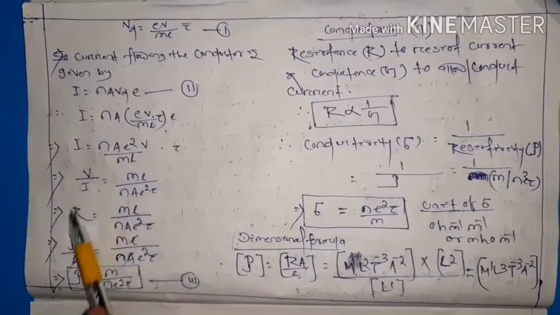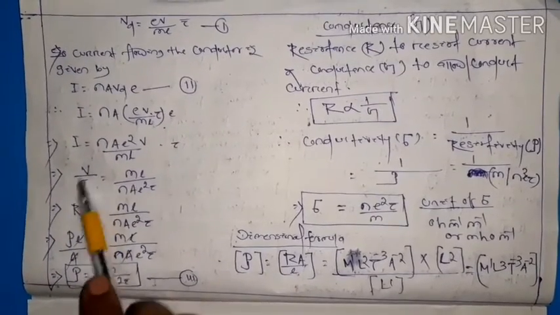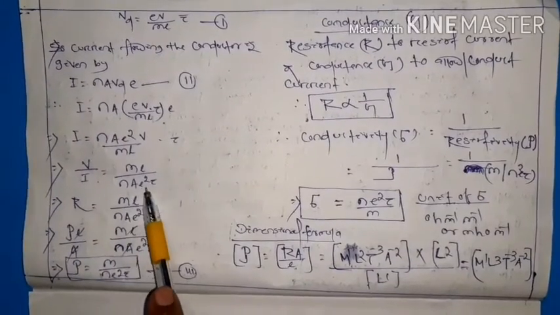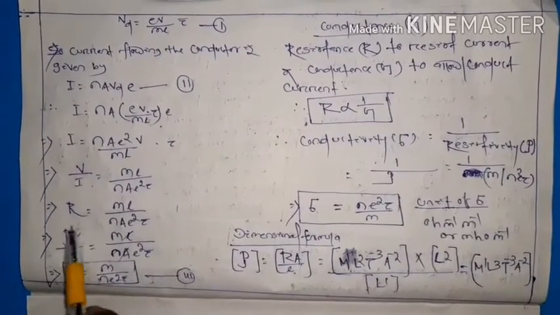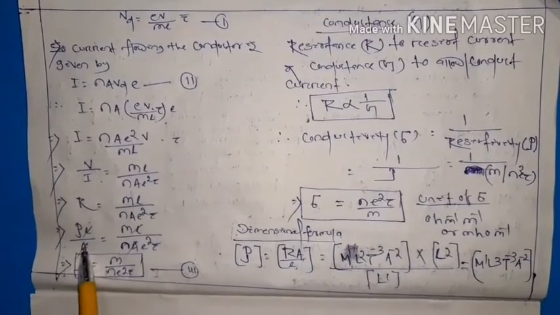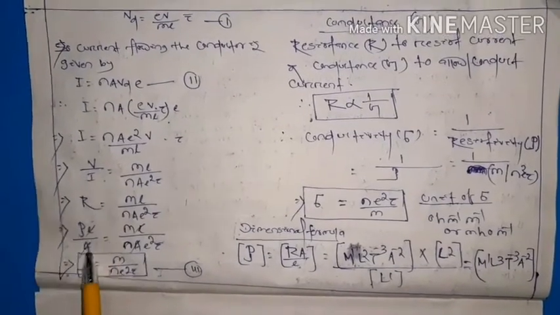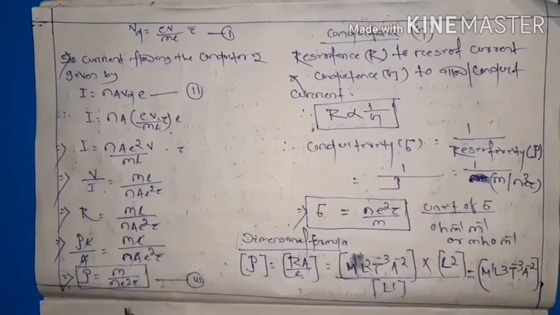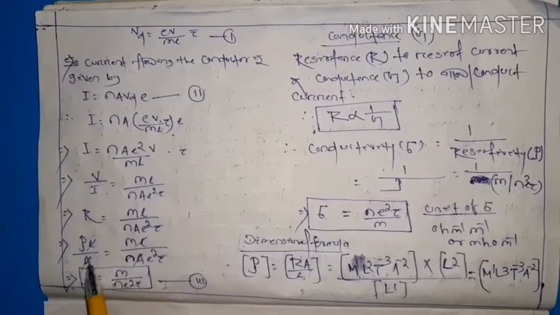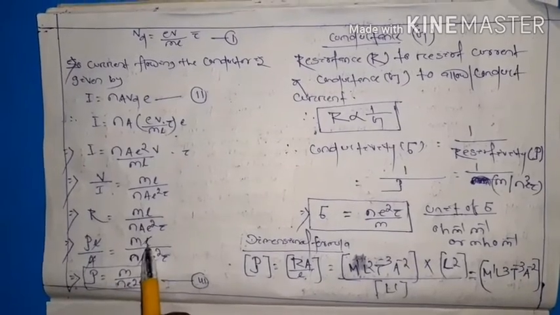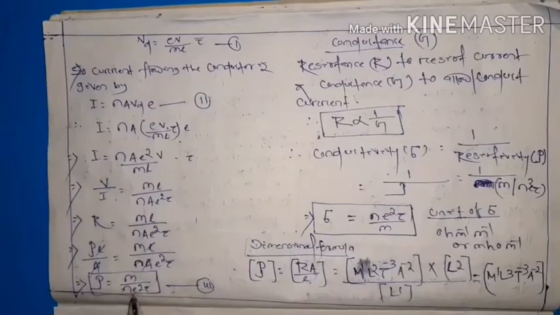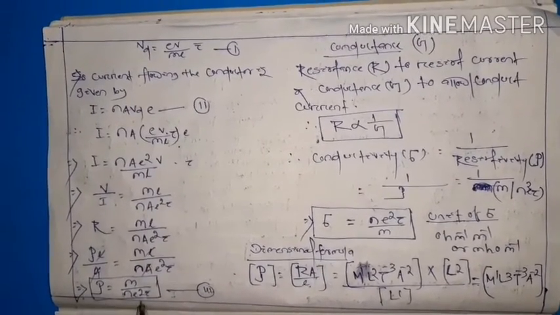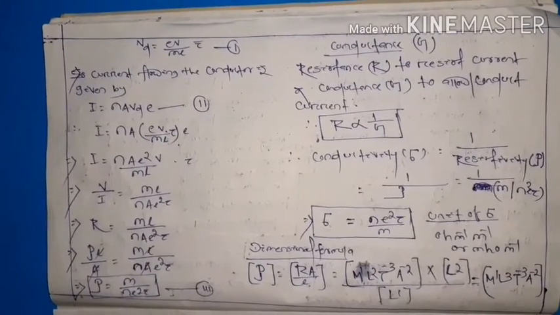From Ohm's law, V by I is equal to R. So R is equal to ml divided by n A e square tau. But R is equal to rho L by A. Therefore rho L by A is equal to ml divided by n A e square tau. So A cancels, L cancels. Therefore rho is equal to m by n e square tau. This is the expression for resistivity in terms of relaxation time.